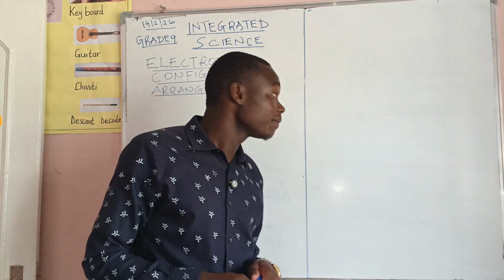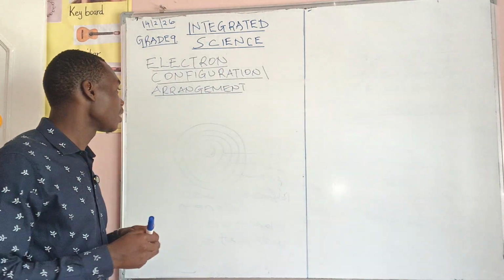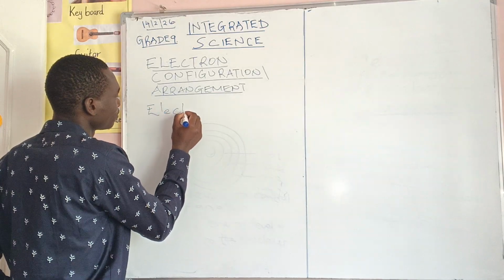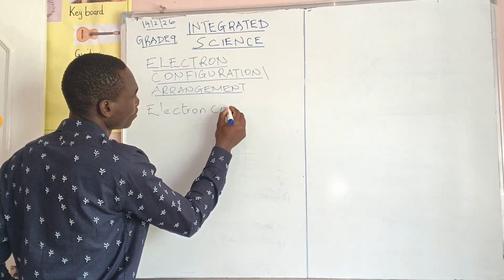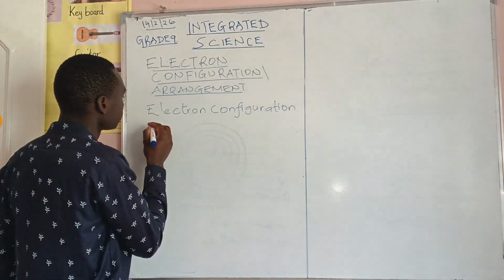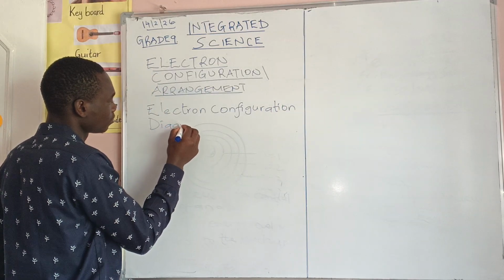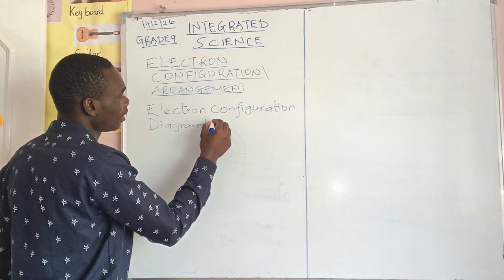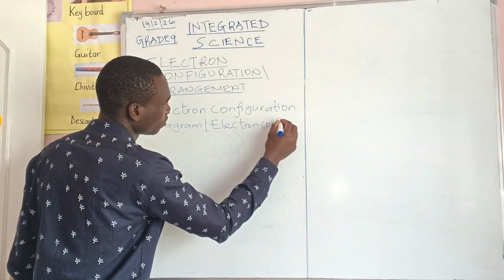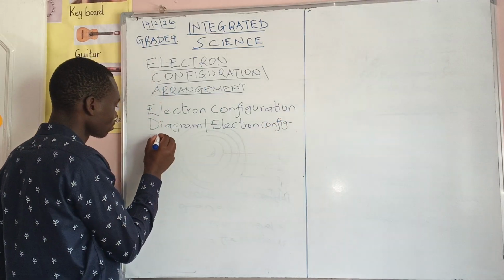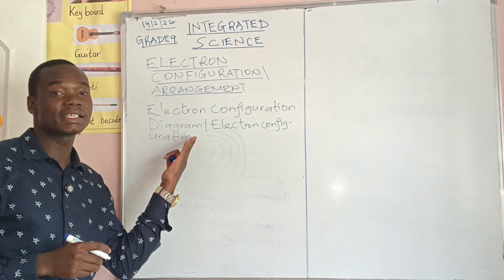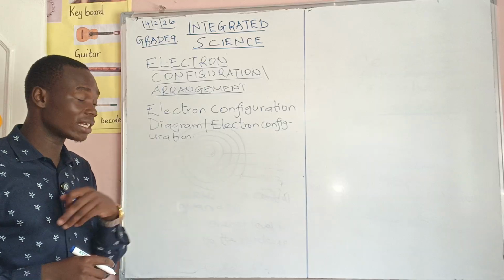Yes, I left by saying that there is a difference between electron configuration diagram and electron configuration. So you realize that we have the word diagram and we have the word just configuration.